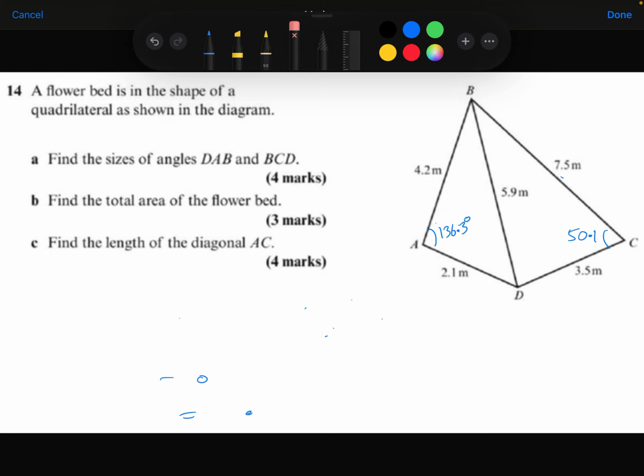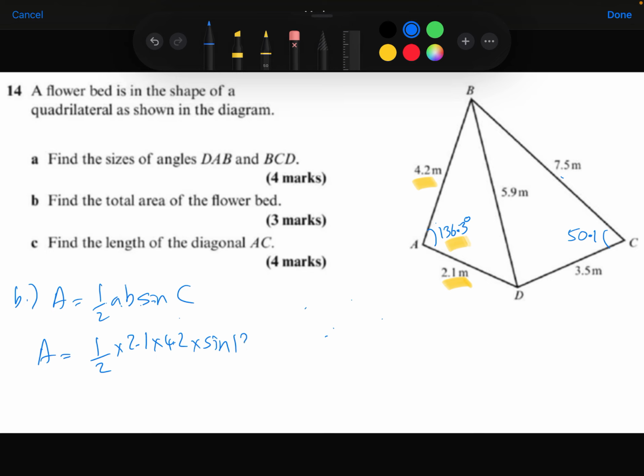Part B, find the total area of the flower bed. Well, I can use the formula for the area of a triangle now. Area is half ab sine C. I'm going to do this, but I'm going to do it twice. So first for the left-hand side triangle, where this is my a, this is my b, and this is the angle in between. So half times 2.1 times 4.2 times sine 136.3. That's going to give me my area for this triangle.